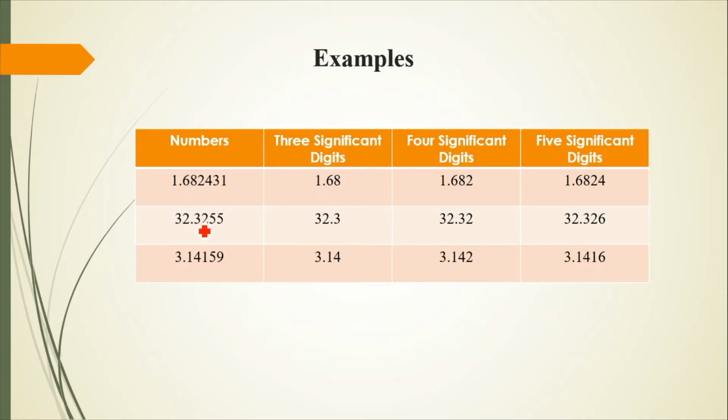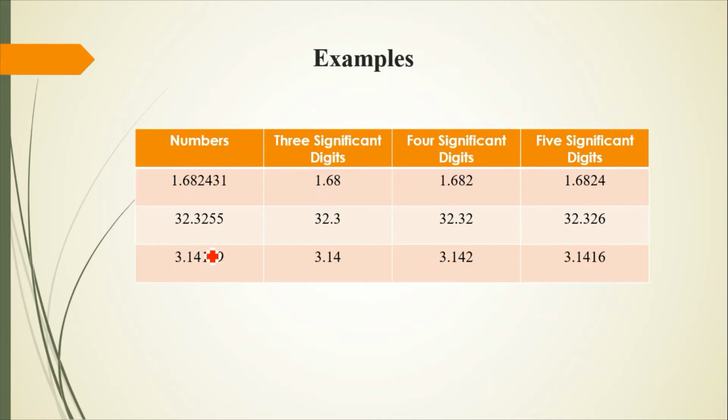We have to check the number at the 6th place. At the 6th place, the discarded digit is equal to 5 and the previous number, that means the nth digit, is odd, then it will increase by 1. That means it will be 6. The number will be 32.326. Now in the next example, we have to round off to 3 significant digits.